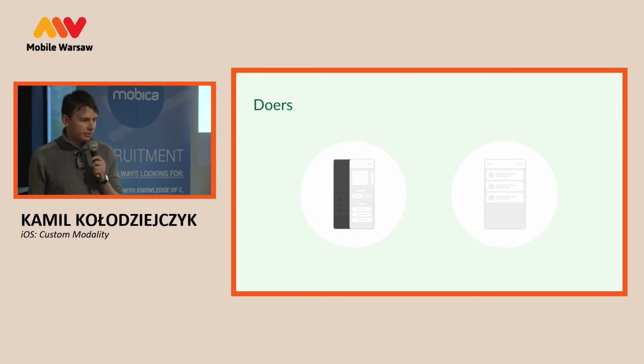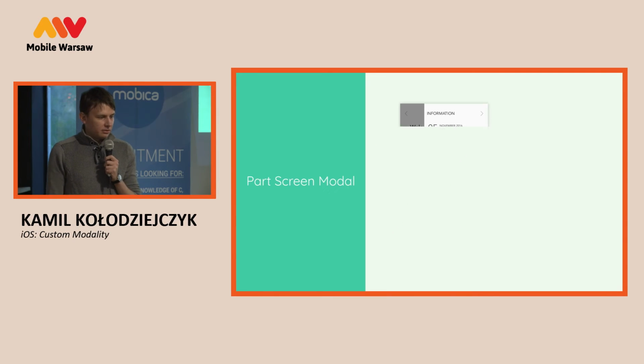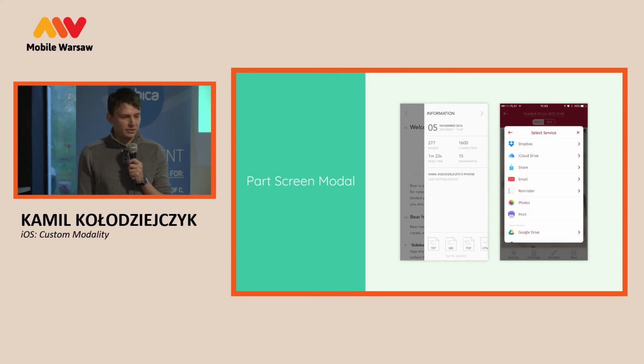The second type of models I call doers, and they are for getting stuff done. They're great for adding, editing, any complex task, basically. And the first type of doer is the part screen model.